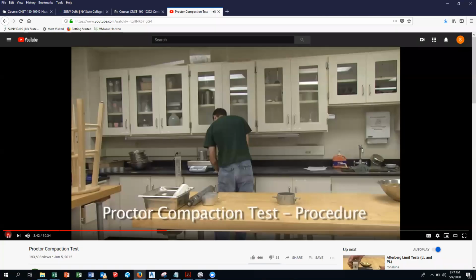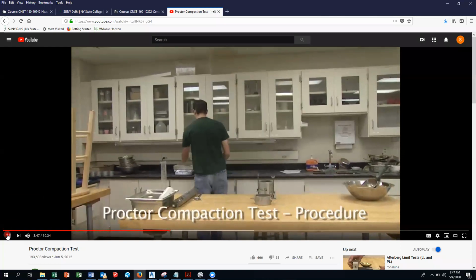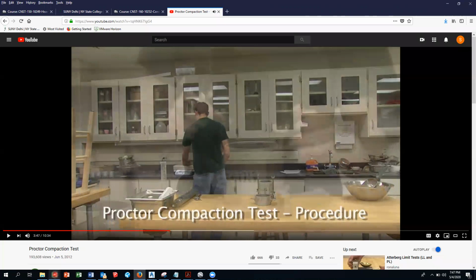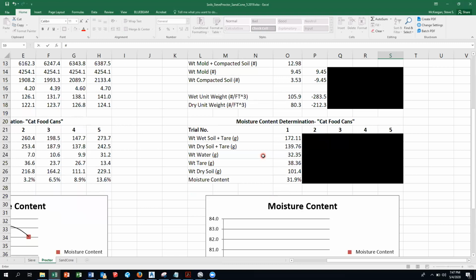Also weigh the 2 moisture content cups and record their weights as well. And that data is right here under the moisture content determination, what I call the cat food cans. The tare is the can, okay? So we call that, I will just write it out, cat food can, because that's what I use. Okay? So he's weighing that out.